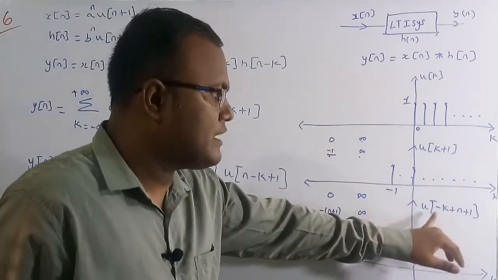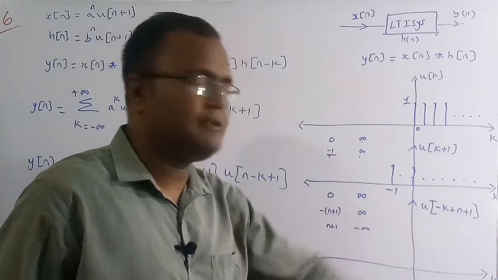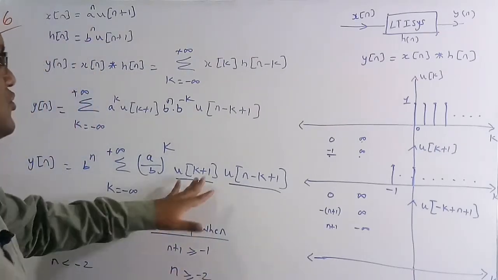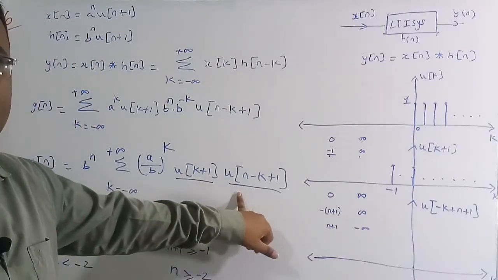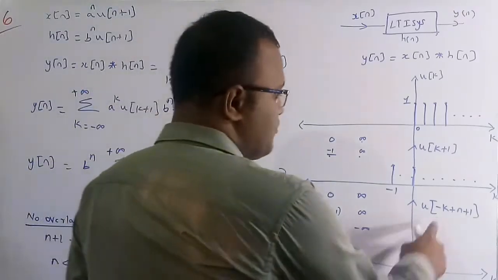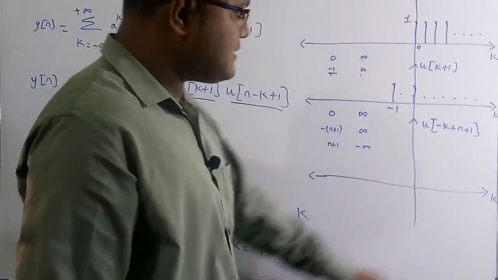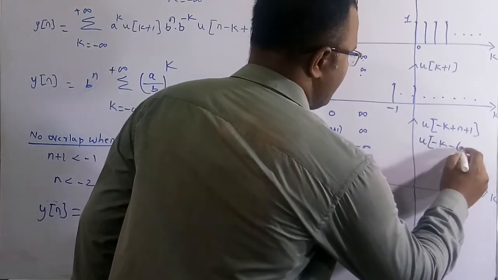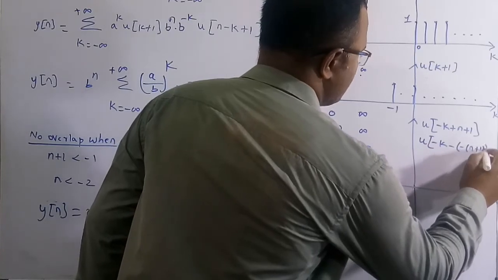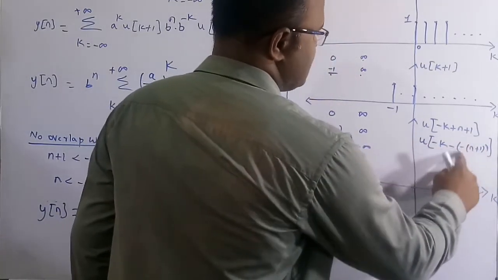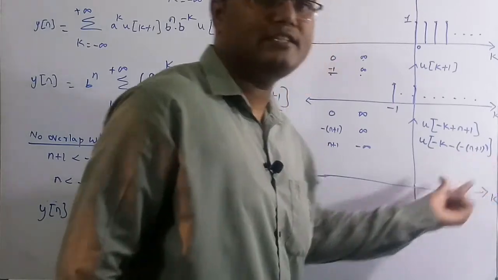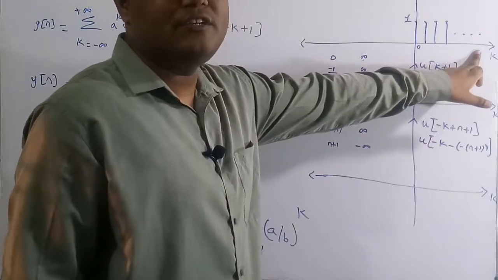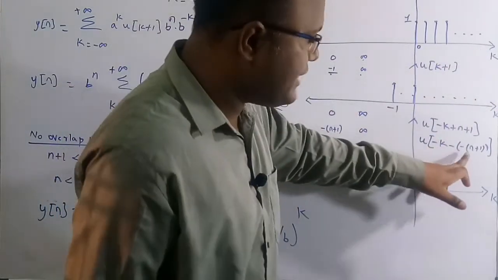Similarly, now I want to draw the diagram of u of minus k plus n plus 1, because here we have u of k plus 1 and u of n minus k plus 1. Here k is the x-axis value, so I am going to write it in the standard form, which is minus k minus of n plus 1. Whatever is inside, you need to add to the initial and final value. The initial value of u of k is 0 and the final value is infinity. Now I am going to add minus of n plus 1.